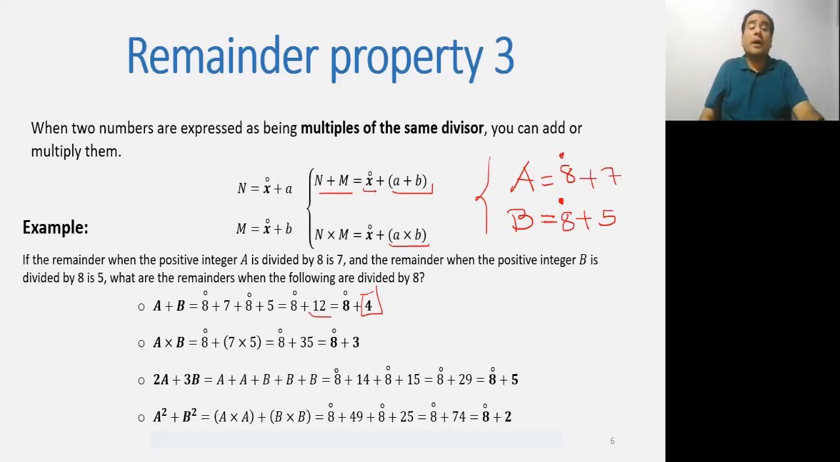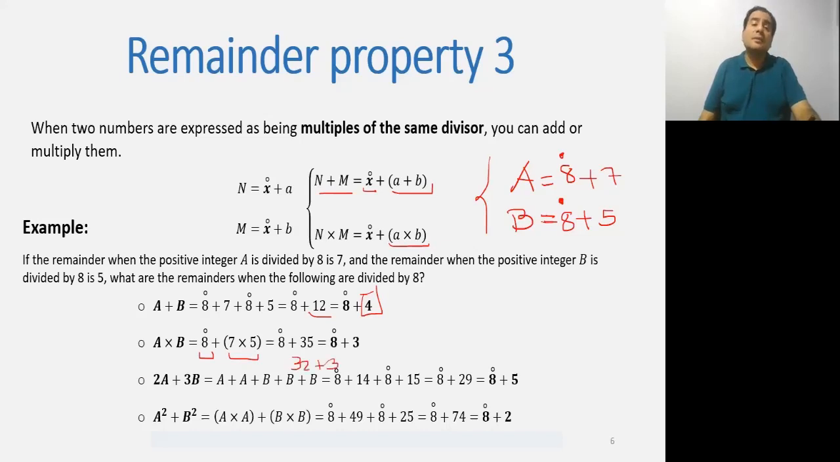Now, what about the product of a and b? If you multiply these two, you can just express it as the same common multiple of 8 plus the product of the two remainders, which gives you 35. But here you can split 35 into 32 plus 3.